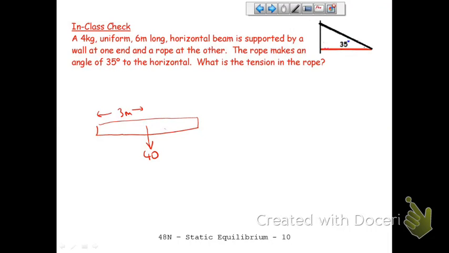It's supported by a wall. So there's my wall at one end, and a rope at the other. The rope makes an angle of 35 degrees, so the rope has tension in it. And then what is it about this wall? If this was a smooth wall, that mast would just slide out. It's not pinned, it's just pushing against it.